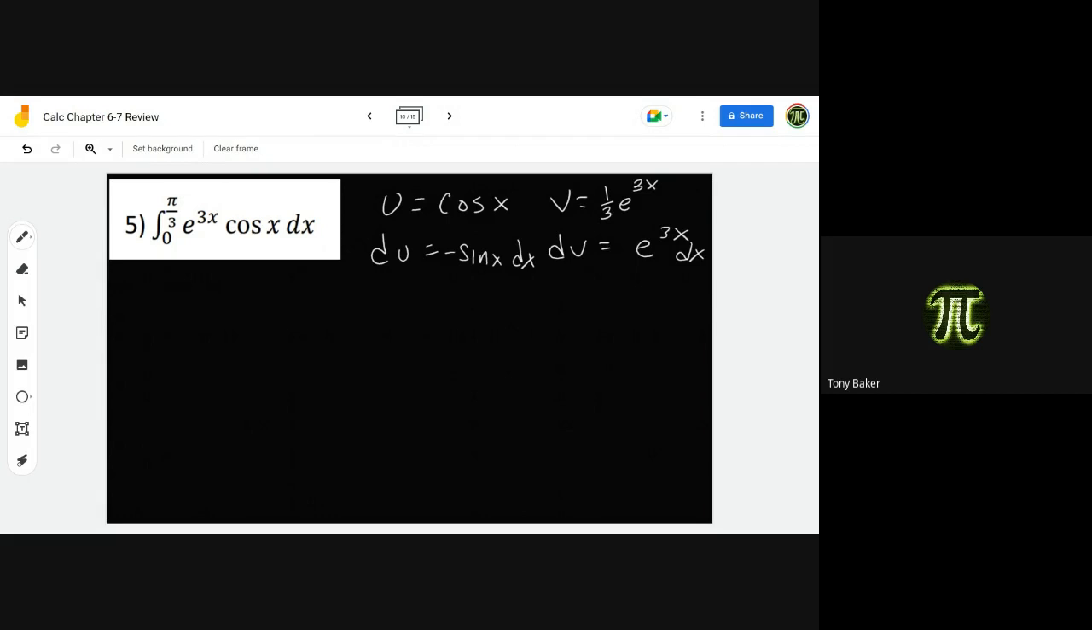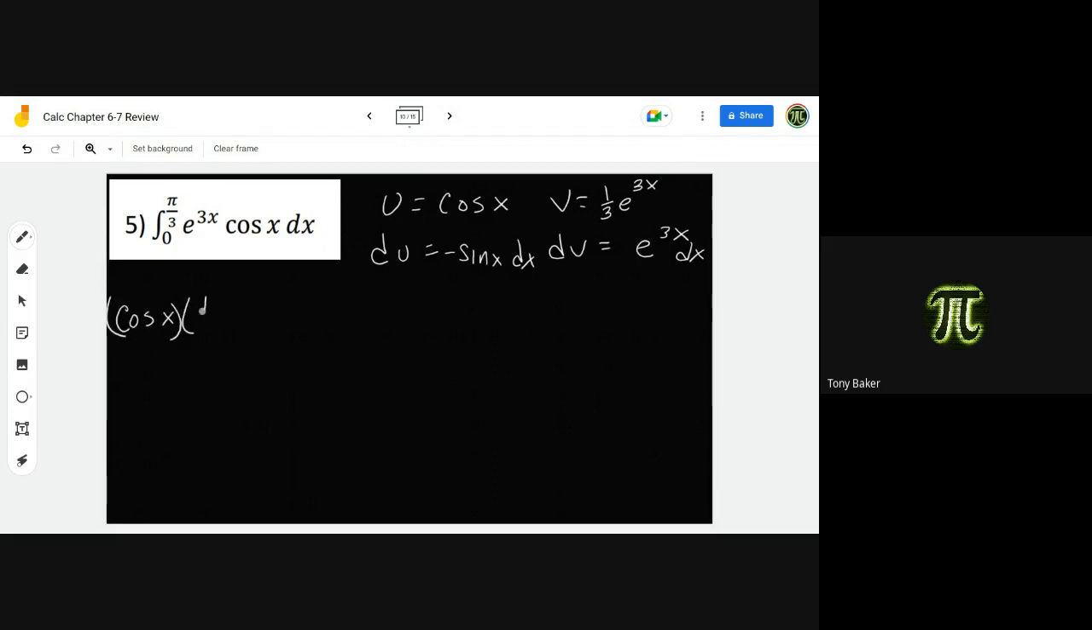On this one, I don't think it actually will matter if you screwed that up. But remember, the exponential is always the very last thing you're going to choose for u. So it's always going to be dv unless you have two exponential functions. And if you have two exponential ones, odds are you can somehow put them together.